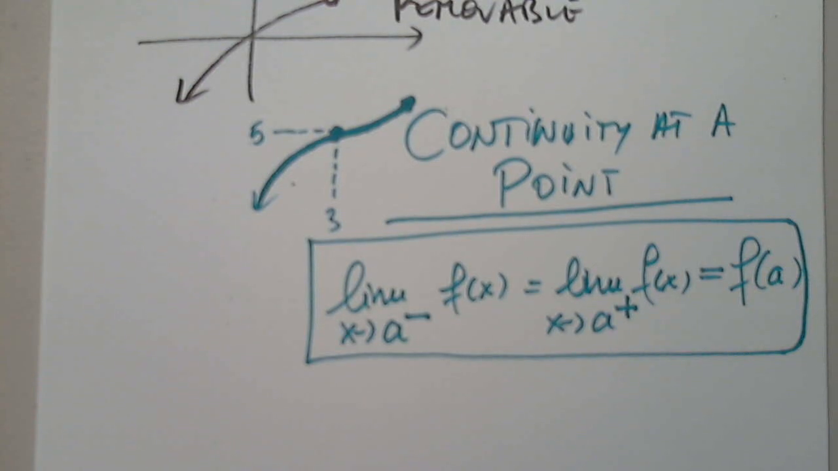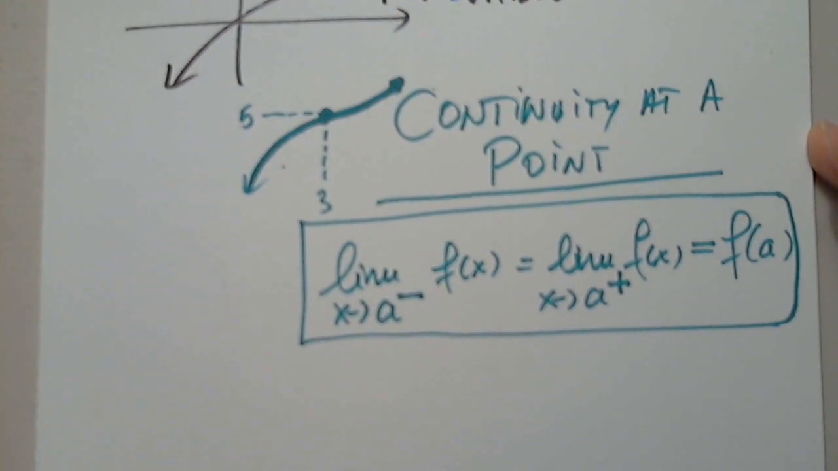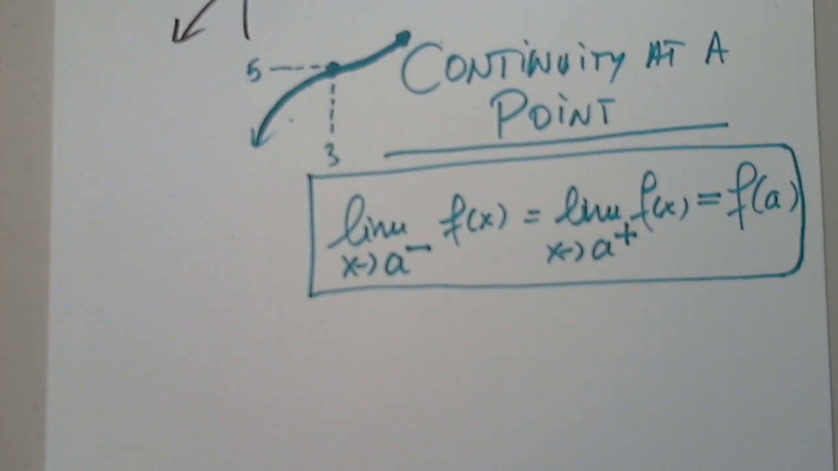57. Is this function continuous? No. Where is it not continuous and what type? At 3. It's a jump. Awesome. And it's continuous from the left, because the limit from the left is 1 and the function value is 1. But it's not continuous from the right.